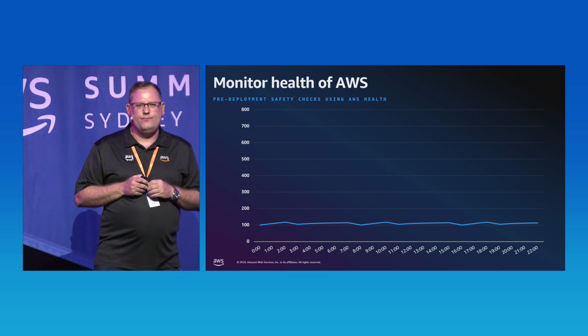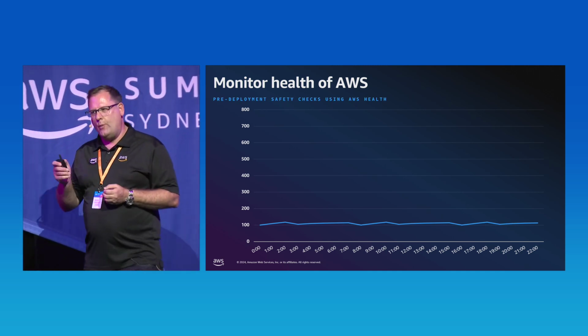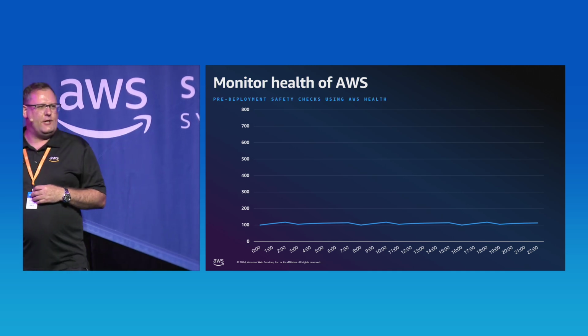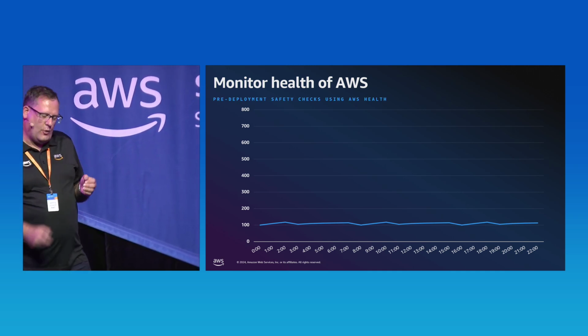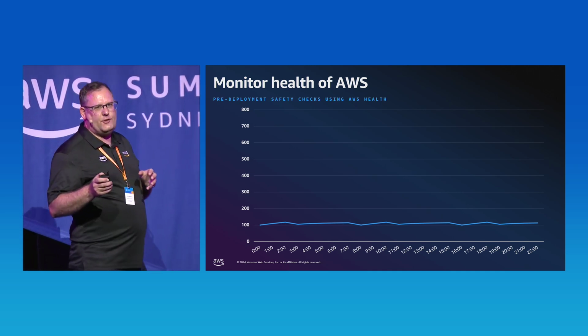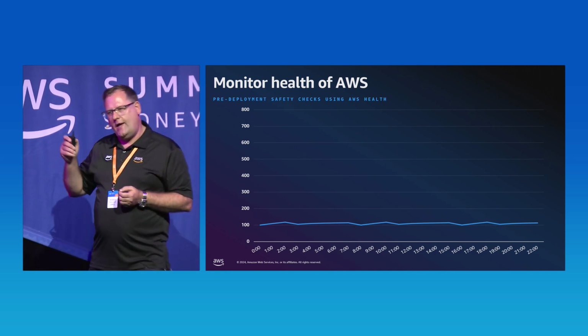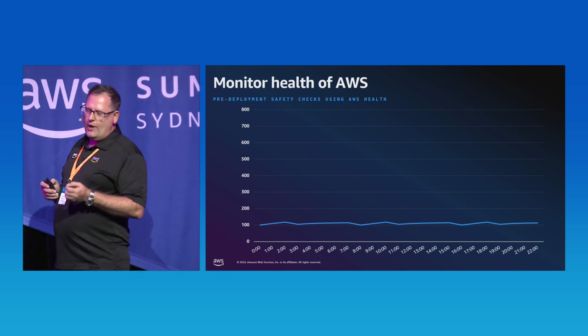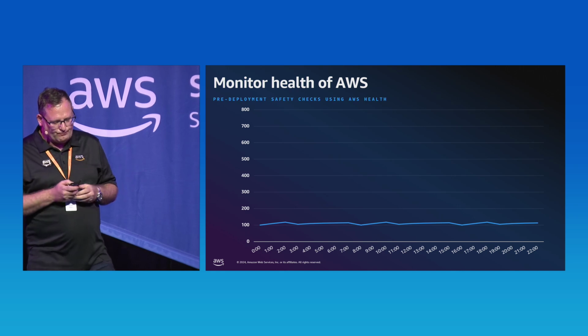AWS services. CloudWatch can't monitor them, but we have a service that can. You guessed it, AWS Health API. We can use this to inspect service health for services that we care about. If they have an open issue, we can go ahead and block our deployment.